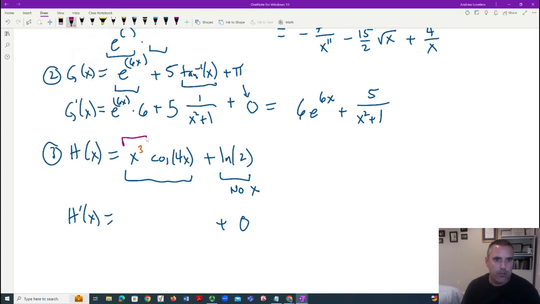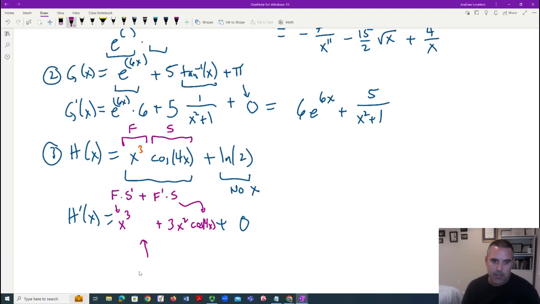So you're going to do product. I label this the first, this the second. We just start doing the product rule: first times the derivative of the second plus the derivative of the first times the second. And you just start filling them in. The first is x to the third. Sometimes I even just leave space. The second is cosine of 4x. Now we do the derivative of the second and the derivative of the first. The derivative of the first is 3x squared.